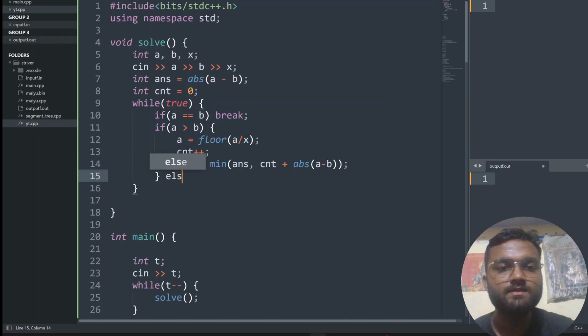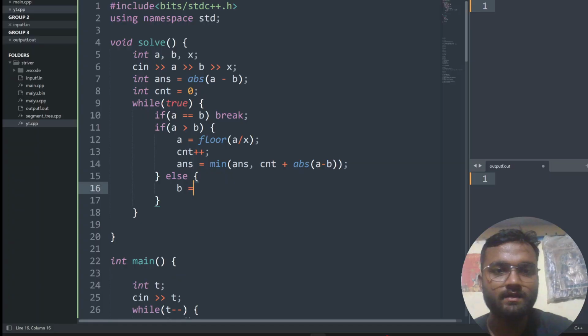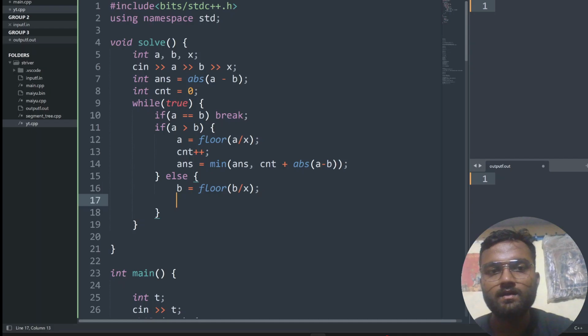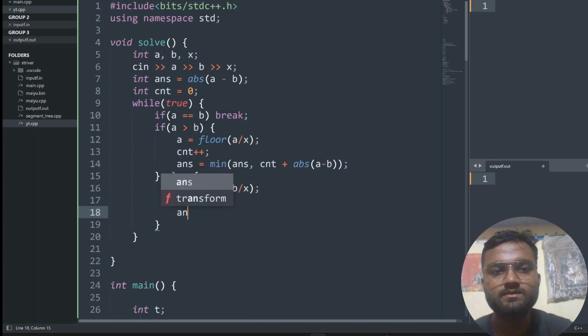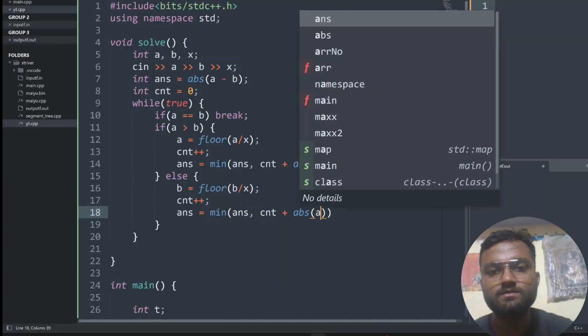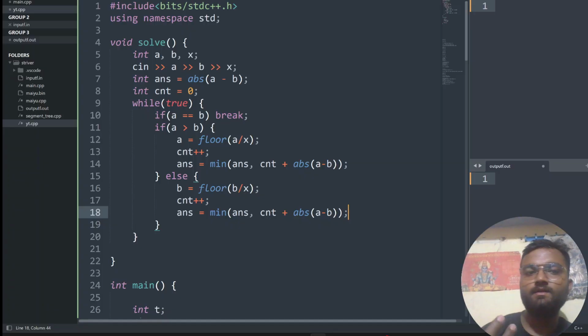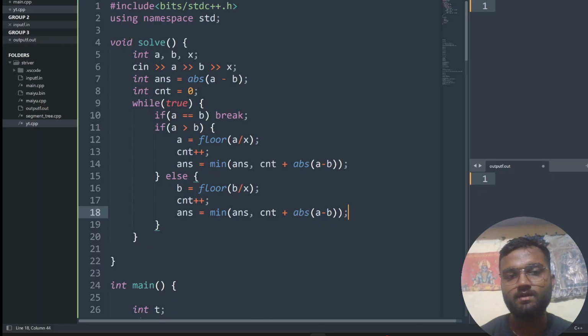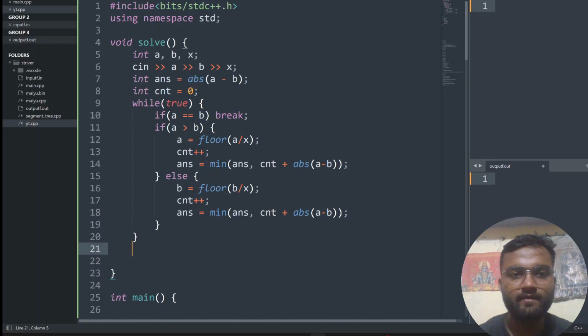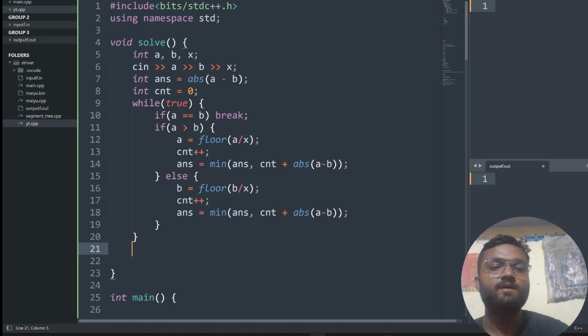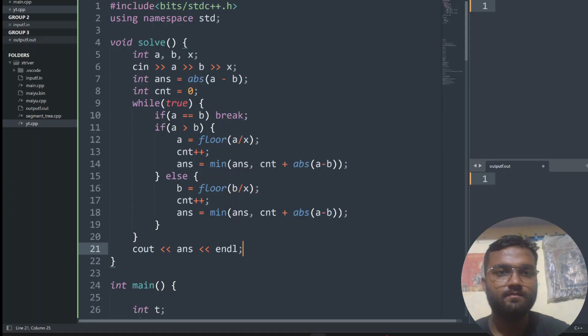Now if b is greater than a, then b will be the floor of b by x. Again we have performed one operation and again I get a new answer, that is this. In this way, when the loop breaks out, we have the minimum answer. So we print that answer and take the next line.